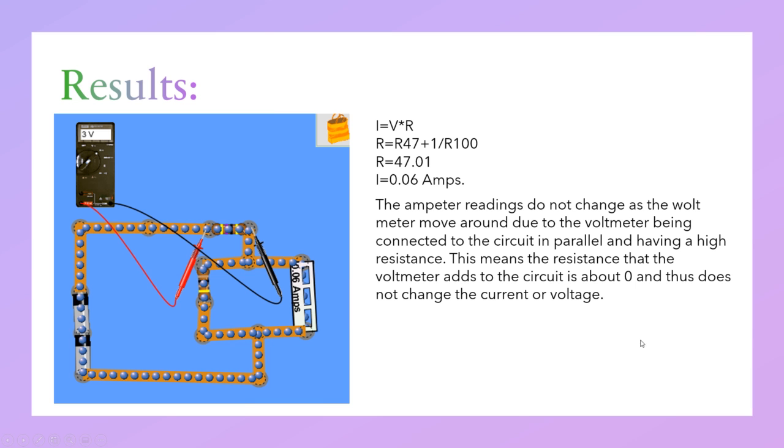And so here's some more results. The ammeter readings do not change as the voltmeter moves around due to the voltmeter being connected to the circuit in parallel and having a high resistance. This means that the resistance added by the voltmeter to the circuit is about 0, and thus does not change the current or the voltage of the circuit to any measurable degree.